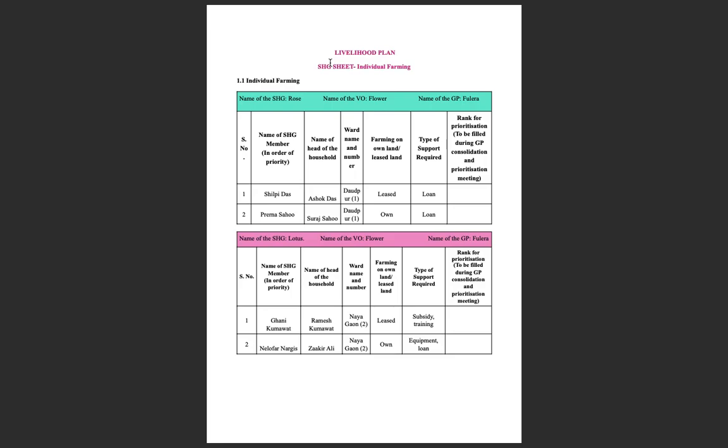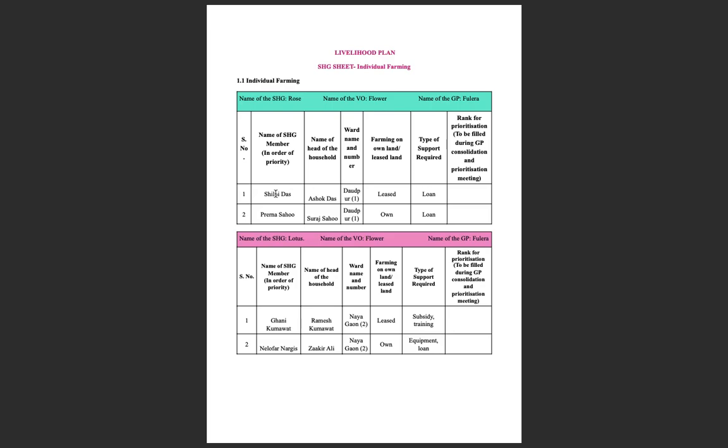I have already told you how to do the few schemes under the entitlement plan, and in a very similar way you can do it for all the other schemes that are mentioned in the format. In the livelihood plan of the SHG sheet, first we will do individual farming. We have again taken SHG rows from Flower VO and the GP Fulera. We have again 7 columns here: serial number, name of the SHG member in order of priority, name of the head of the household, ward name and number, farming on own land or lease land, type of support required, and rank.